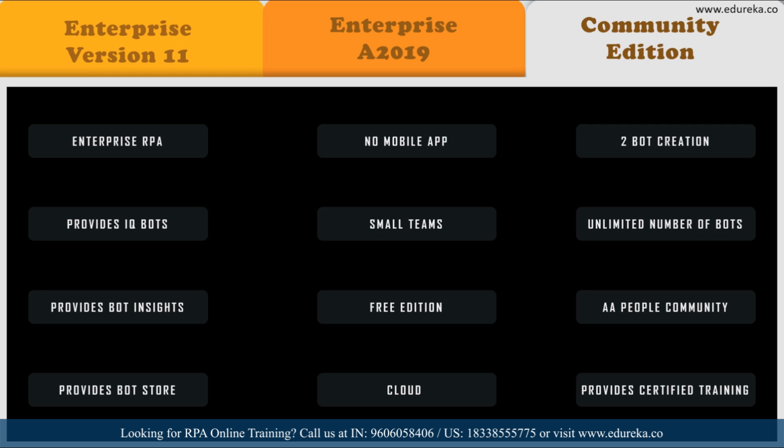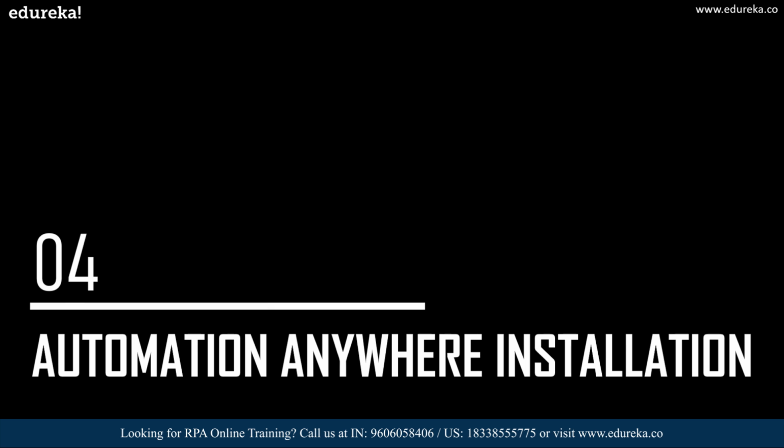So it's completely up to you which edition you wish to download and install and start using Automation Anywhere. I would say if you're an individual developer who is just starting his or her career in RPA domain, start by using the Community Edition, where you can get a hands-on practice on Automation Anywhere, and then you can go forward with the enterprise versions, right? So on that note, let's look into the installation of Automation Anywhere.